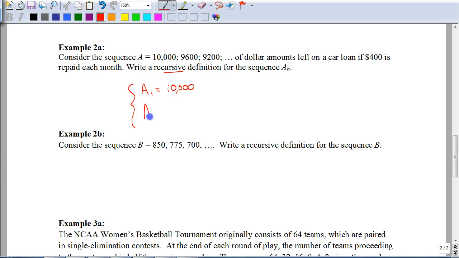To find the next term in the sequence, we take the previous term, and if you notice, we're going down this time, and 10,000 minus 400 gives me 9,600. 9,600 minus 400 gives me 9,200, and so on. It's also given to us here that we're paying $400 a month, so it's going to be minus 400.